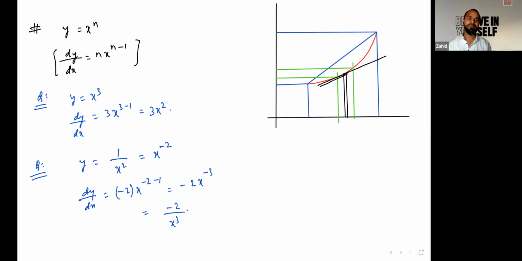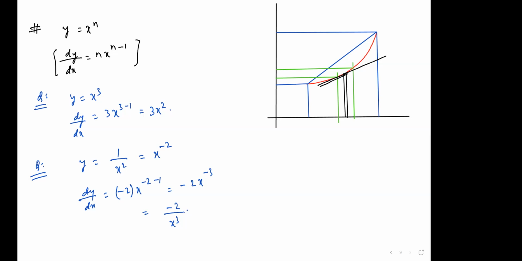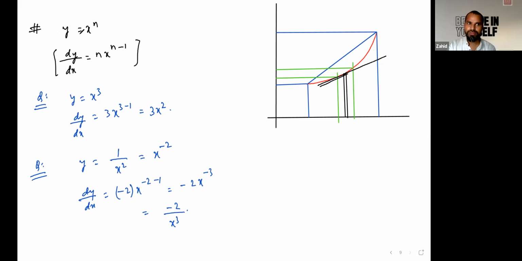Is it clear to everyone? Yes, sir. So the first formula related to the exponential function is, if y is equal to x to the power n, then the differentiation would be to bring the exponent to the coefficient and reduce the exponent by 1.